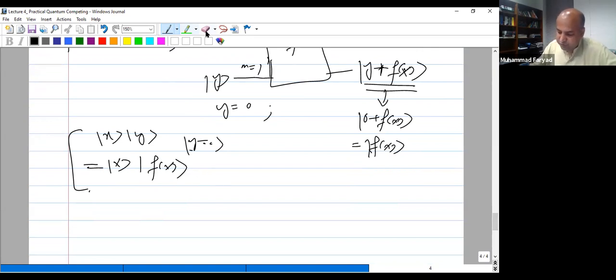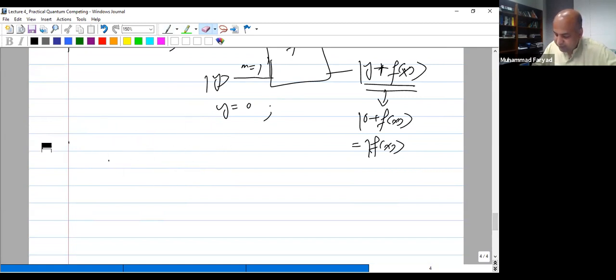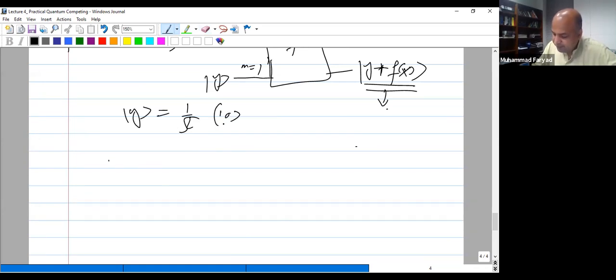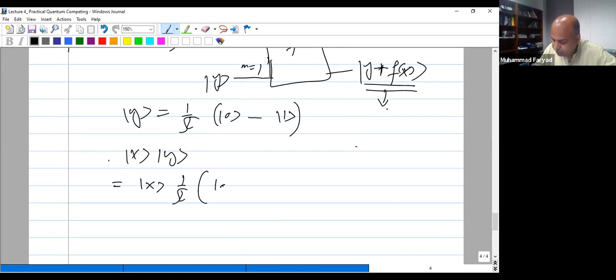But let's work it out for a special input y, what if y is a superposition of 0 and 1? So if this y is a minus state, and we can prepare this minus state very easily by passing 0 through the Hadamard. So if this y is the minus state, let's see what the output would be. So for x, y, which is equal to x times 1 over root 2, 0 minus 1.